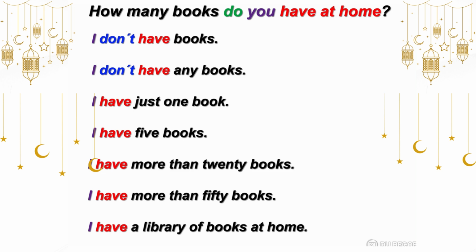I don't have books at home. I don't have any books at home. I have just one book at home. I have 5 books at home. I have more than 20 books at home. I have more than 50 books at home. The last example, I have a library of books at home. Let's go to the next example.